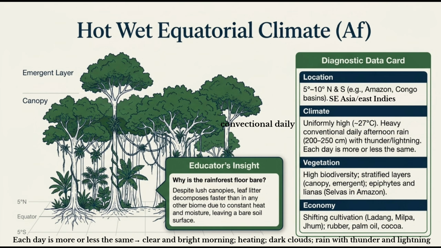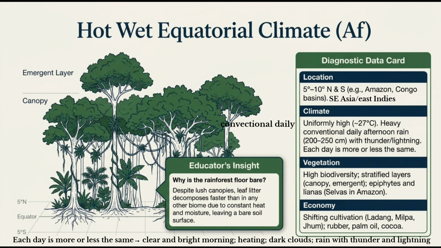Climate: uniformly high temperature throughout the year, approximately 27 degrees Celsius. No winter, no dry season, rainfall every month. Heavy precipitation, 200 to 250 centimeters annually. Convectional daily afternoon rain with thunder and lightning; this moderates the daily temperature.